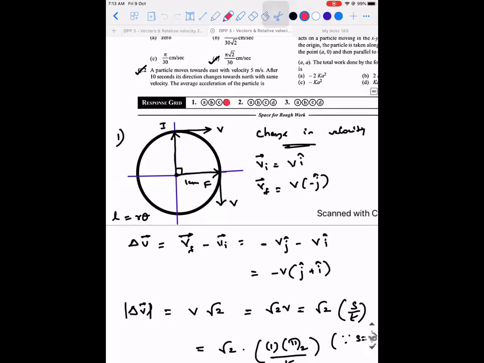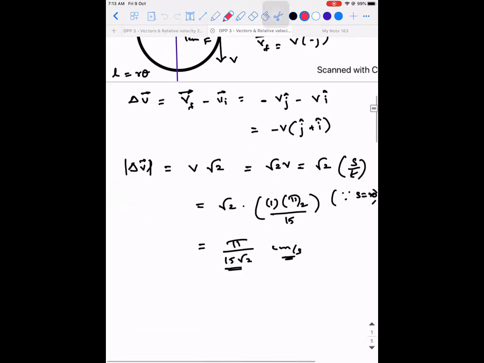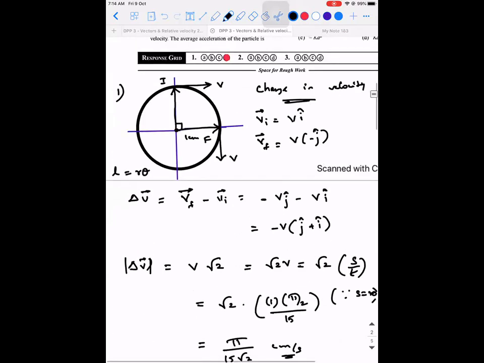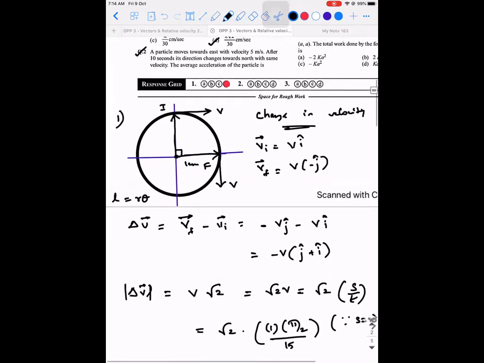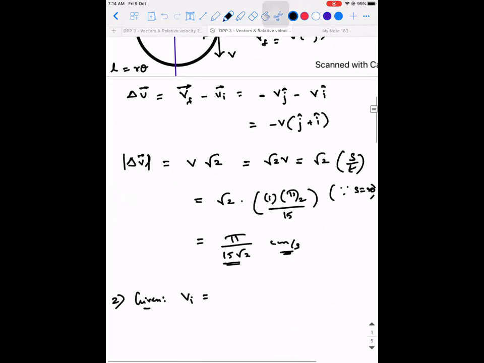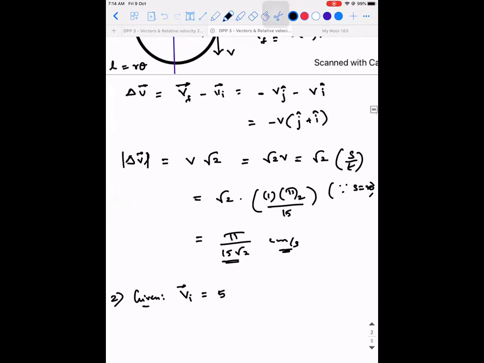So there is a particle which is moving towards east with a velocity of 5 meters per second. After 10 seconds, its direction changes towards north with the same velocity. So if you directly do the problem, you should always look at the requirement. So what is given? Initial velocity is given. Initial velocity is how much? 5 meters per second in the direction of east. Tell me in terms of vector, guys. 5 I cap.